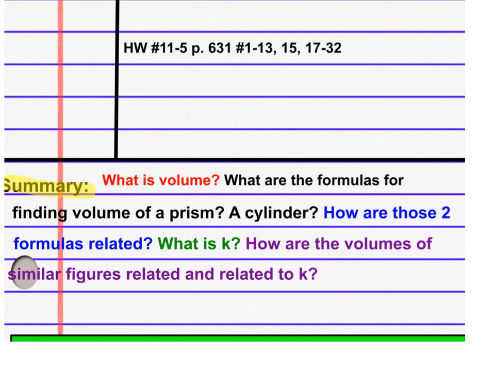Volume is the space inside a 3D figure. So really important, how much cereal fits in the cereal box, how much oatmeal, how much soda. What is the formula for finding the volume of a prism? What is the formula for a cylinder? How are those related? It's not a coincidence that your textbook and that we chose to cover the volume of a cylinder and a prism in 11.5. What is K? How are the volumes of similar figures related to K, or the scale factor?